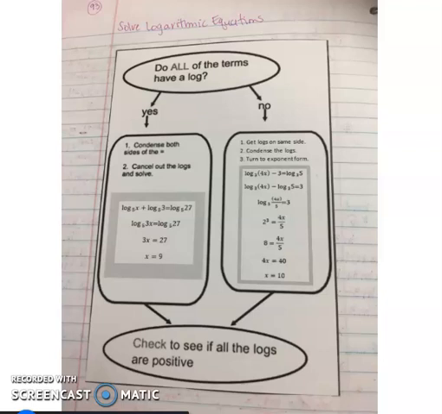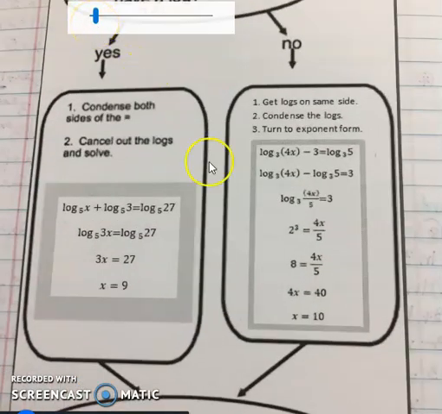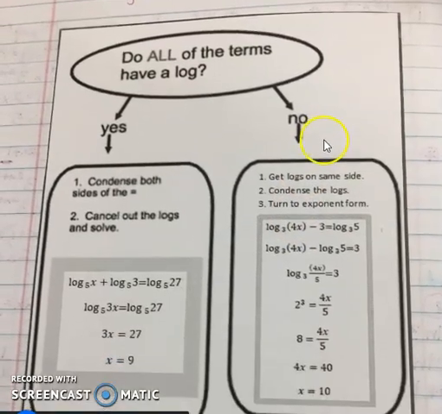So for page 93, call it solving logarithmic equations. And you're going to paste your foldable onto this page. This has a flow chart like you had yesterday for solving exponential equations.